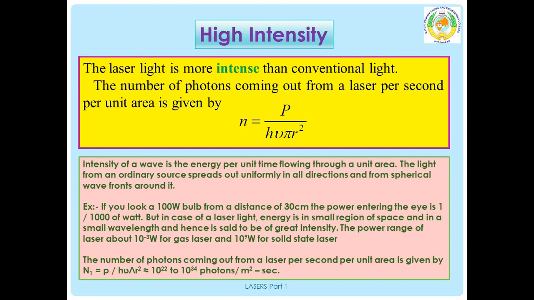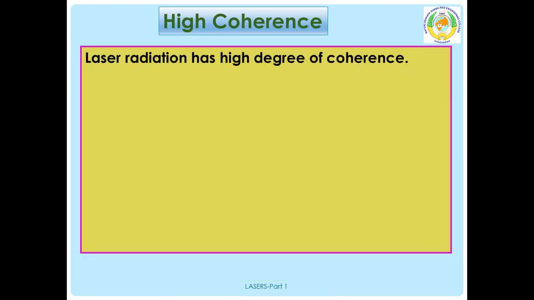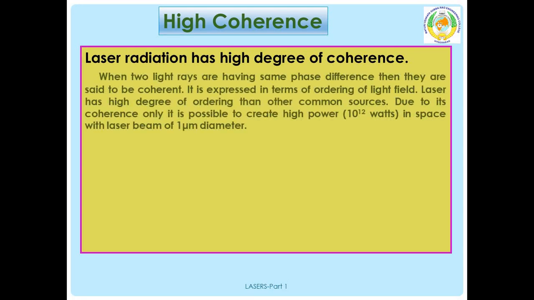And let me tell you, the number of photons coming out from a laser per second per unit area is around 10 to the power 22 to 10 to the power 34 photons per meter square second. This is calculated using the same formula which I just stated, n is equal to P by h nu pi r square. Now we will talk about the coherent property of laser light.